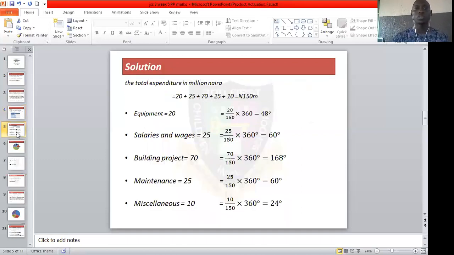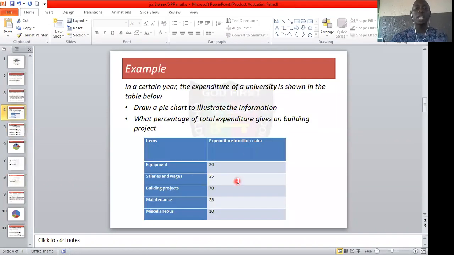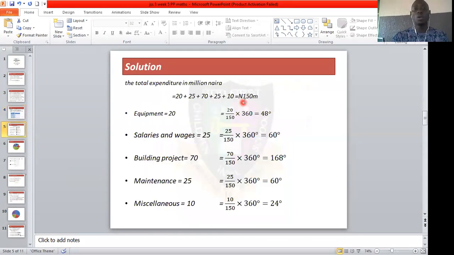The total expenditure is what? You calculate all the individual expenditures together, from equipment, salaries and wages, building project, maintenance, and miscellaneous, to get the total expenditure. That is the first thing to do in order to interpret your information in a pie chart. The total expenditure is 20 plus 25 plus 70 plus 25 plus 10, which gives you 150 million naira.